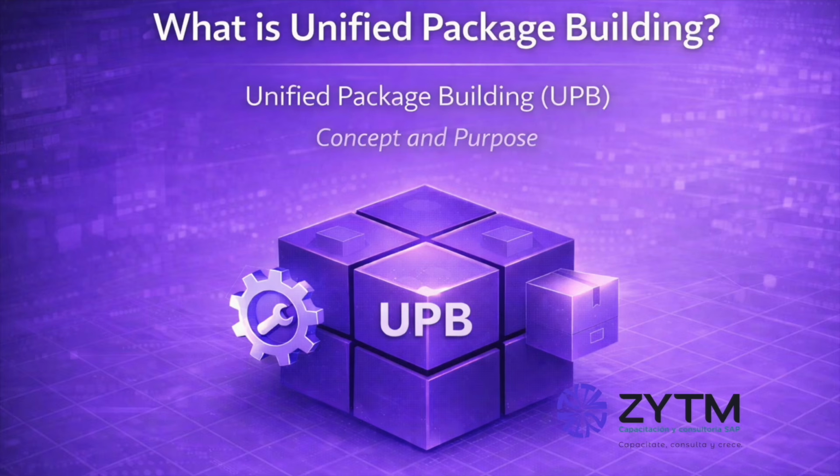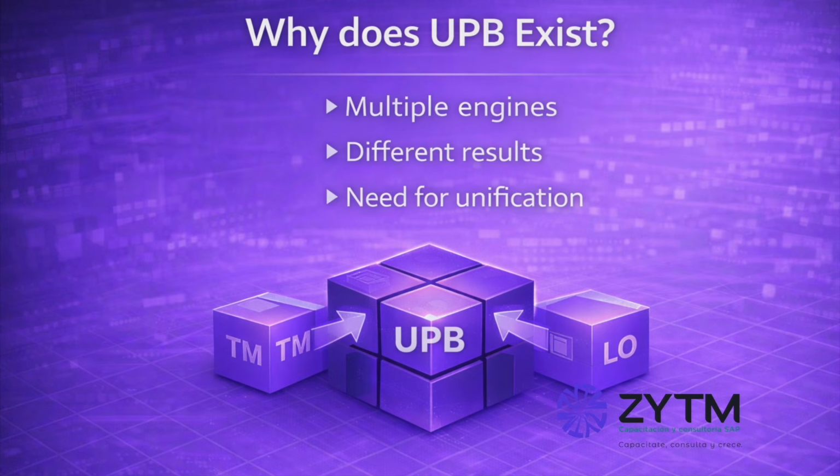Unified Package Building (UPB) is an SAP component designed to unify the different packaging approaches that previously existed across SAP applications. Its main objective is to enable the standardized and optimized construction of packages and pallets within logistics processes. Before the introduction of this functionality, each SAP application used its own packaging engine with different rules and different outcomes. This led to inconsistencies across logistics processes, making a unified packaging strategy necessary.